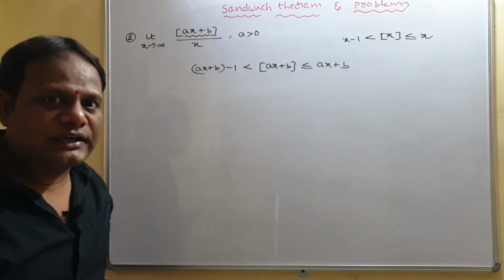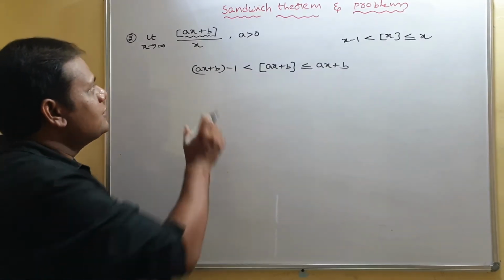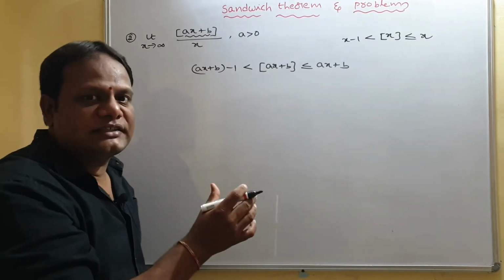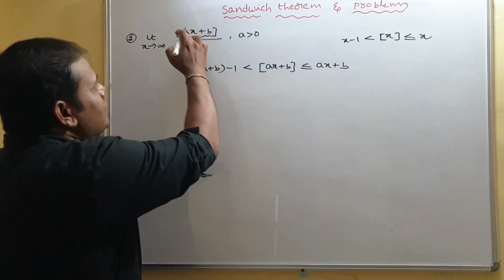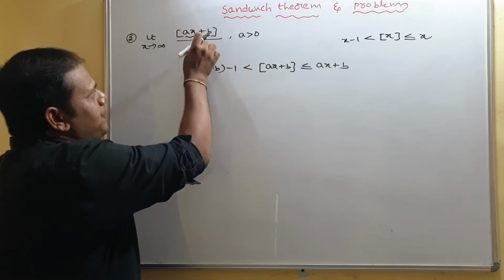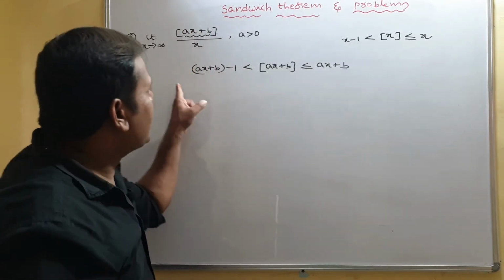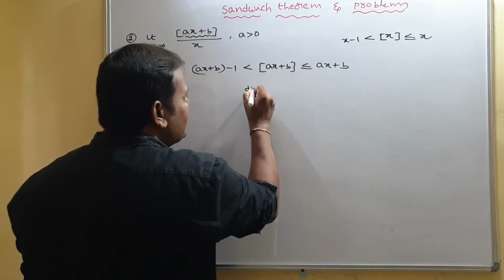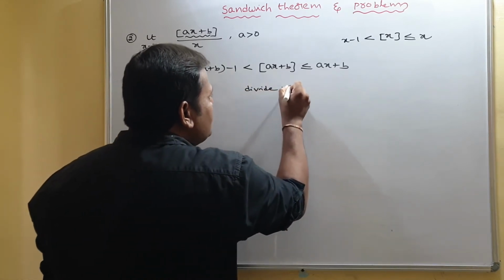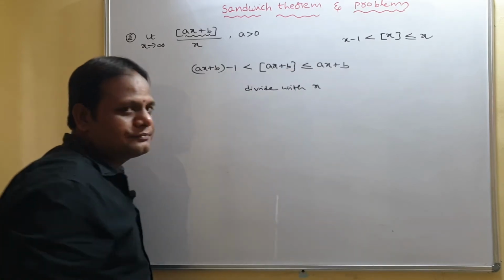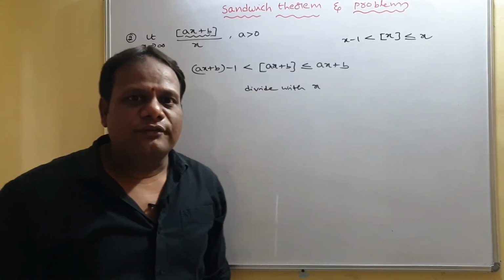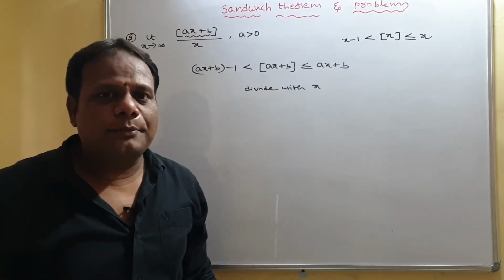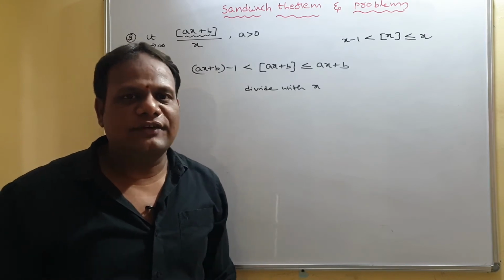So for which function you have to find the limit, you have to put that function in the middle. So we want floor of (ax + b)/x. So you have to divide this with x, is it? So here divide with x. But when you divide with something, you must be very careful. If you divide with a positive number, there is no change in the inequality sign.